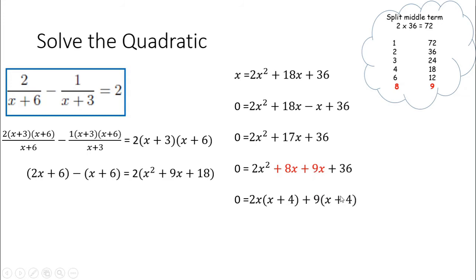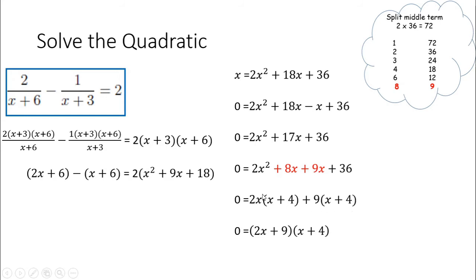So notice that I've got the same brackets here. That must be the case, otherwise I've done something wrong. I need the brackets to match so that I can do the next step, which is regrouping. I need to do 2x times x plus 4. I also need to do 9 times x plus 4. So why not put that together? 2x plus 9 times x plus 4. This is exactly the same as what you got above. It's just a lot tidier because I've regrouped it.